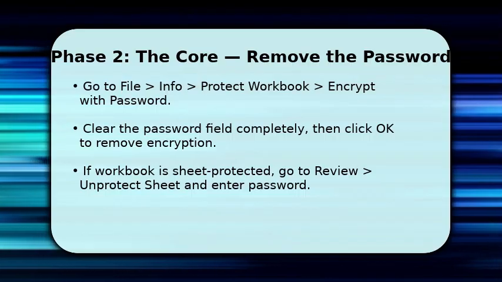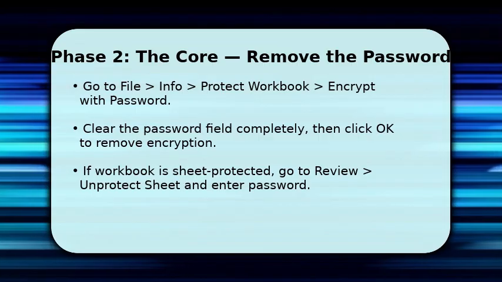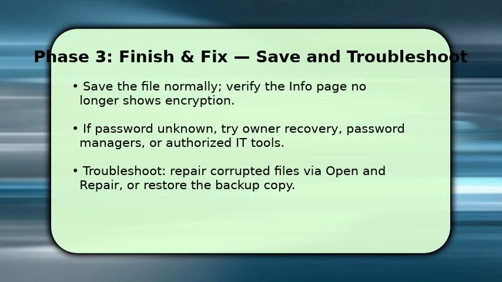Once done, make sure to inspect each worksheet. If sheet protection remains, use Review, Unprotect Sheet, and enter the sheet password. Finally, save the workbook to commit the change. Finish by saving the workbook normally and then verifying file info no longer shows encryption.